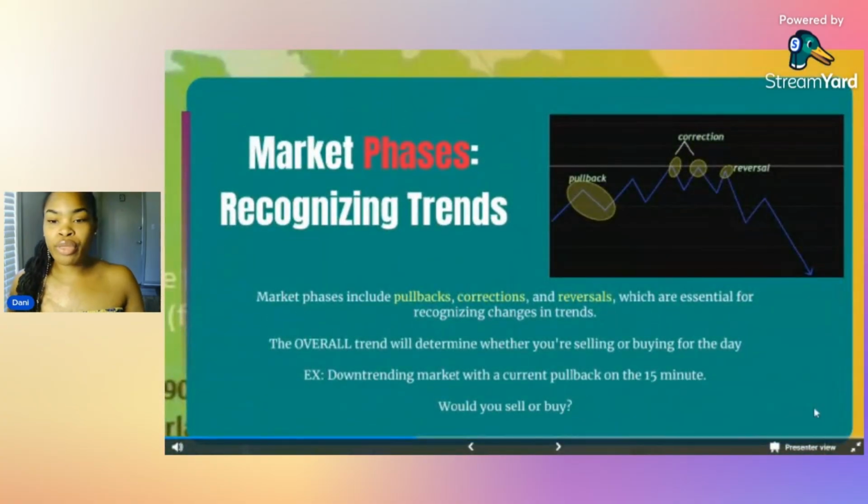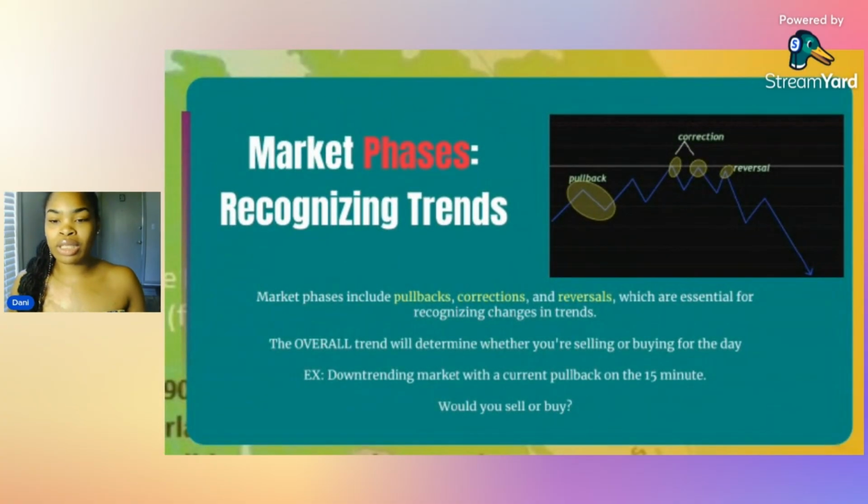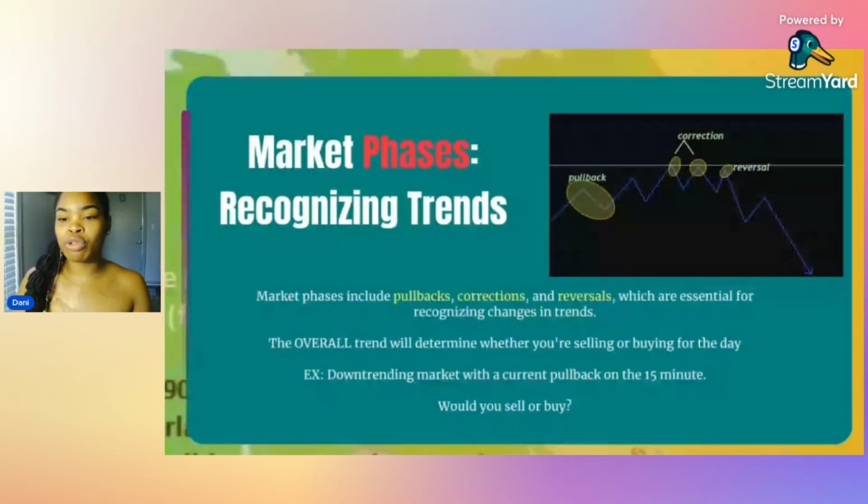Let's go over the 3 main phases that are recognized and respected by traders. You have your pullbacks, your corrections, and your reversals. This is a perfect example of what each of those looks like. For my beginners, this is more beginner friendly, of course. We are coming from an uptrend. Do you agree? This is a low. This is a higher low. This is a higher low. This is a high. This is a higher high. This is an even higher high. We were coming from an uptrend.